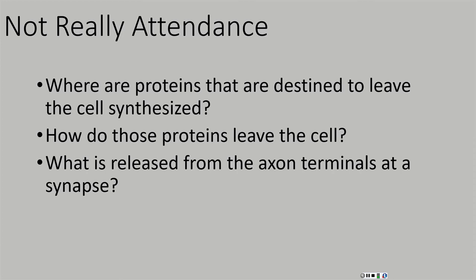So how do those proteins leave the cell? Well, that vesicle carrying the finished protein travels to the edge of the cell. It merges with the plasma membrane, and then we have exocytosis of that protein. Now, relating that to neurons, let's combine that information with information about synapses and see what is released from the axon terminal at a synapse.